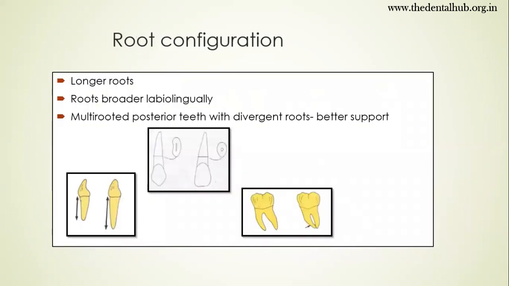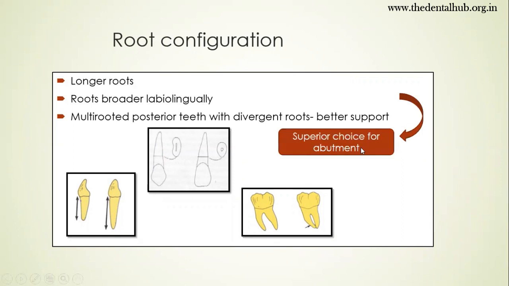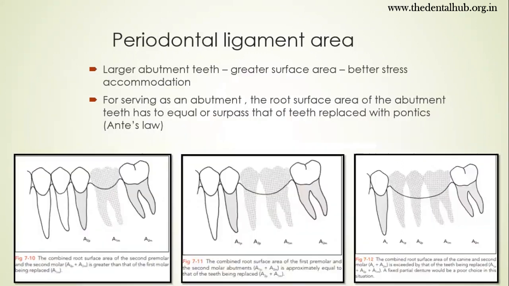Then is root configuration. Longer roots, roots broader labiolingually like in canine, or multi-rooted posterior teeth with divergent roots, they offer better support. Conical roots, fused roots, they usually are not a very good choice for abutments. Hence, the former types provide a superior choice for an abutment.